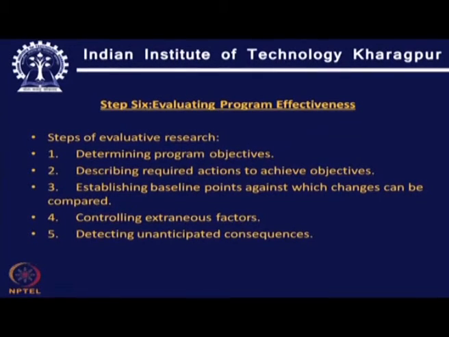Next step is evaluating the program effectiveness, which involves determining what the objectives of the program are, and describing the required actions to achieve the objectives. So, it involves establishing some baseline against which changes can be observed, controlling the extraneous factors and detecting the unanticipated consequences. Then, when all these factors are controlled, we can tell by seeing a situation how far the change management program has been effective in bringing about the changes.